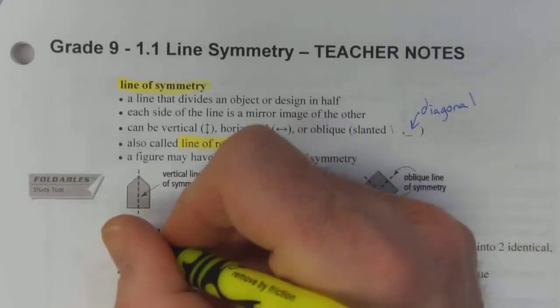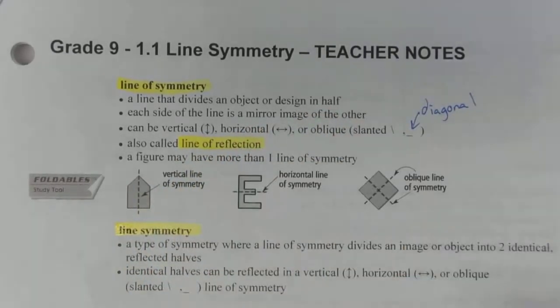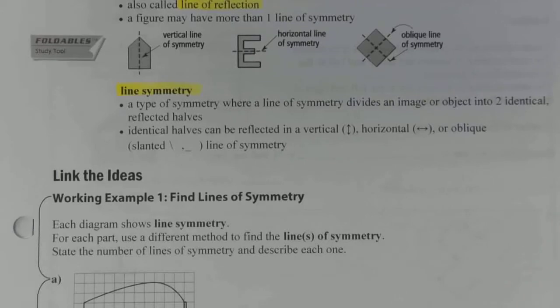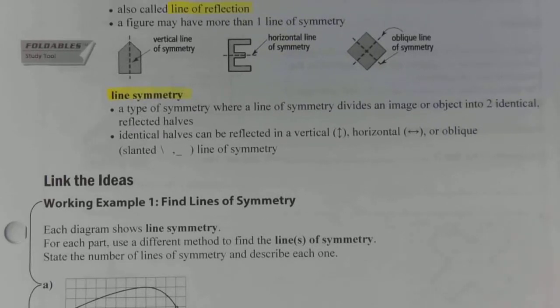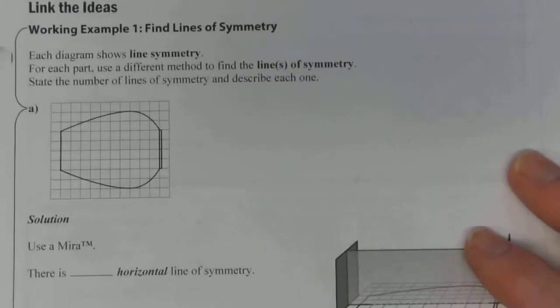There's also something called line symmetry, which is a type of symmetry where a line of symmetry divides an image or object into two identical reflected halves. So basically the same concept. Identical halves can be reflected vertically, horizontally, obliquely, using the line of symmetry. All right, example 1.